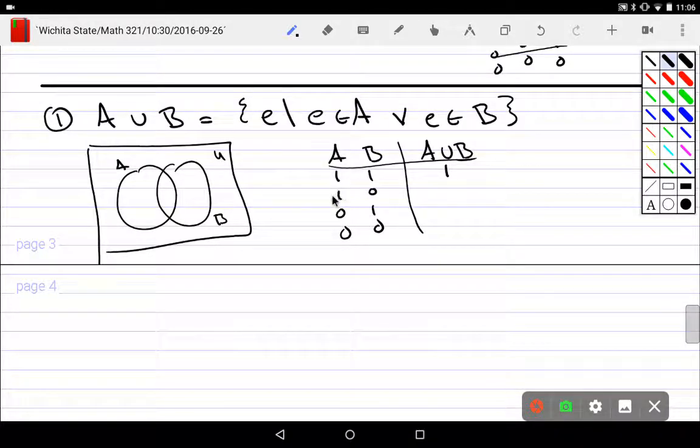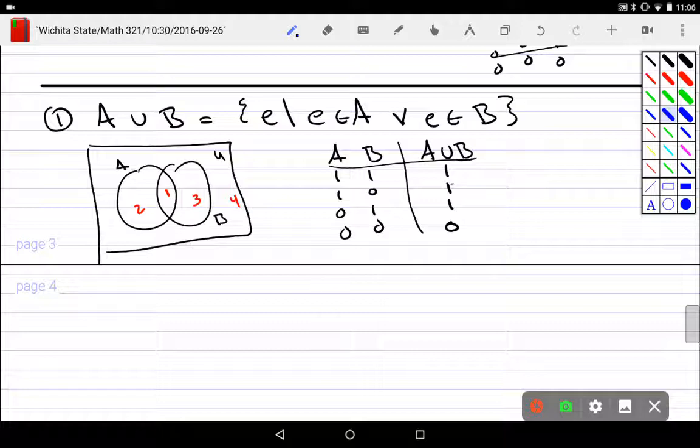What if it's in A? Yes. Or B? False. Well, what's true or false? Still true. So it would still evaluate to be true. So that'd be a 1. That'd be a 1. That would be a 0. Here comes the fun part. That was row 1. That was row 2. That was row 3. That was row 4.